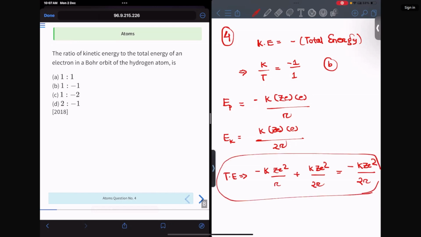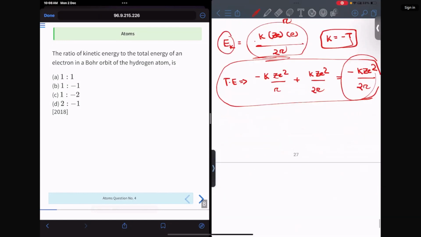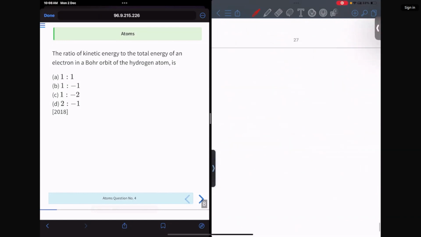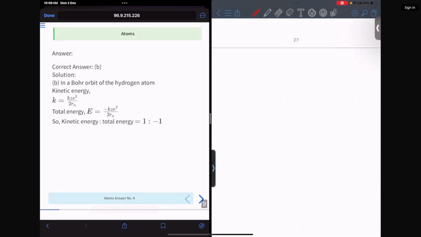From this only we got kinetic energy is equal to minus of total energy. As you can see, the kinetic energy value is negative of total energy. I hope you understood this. So with this, I'll proceed to the next question. Question number 5.